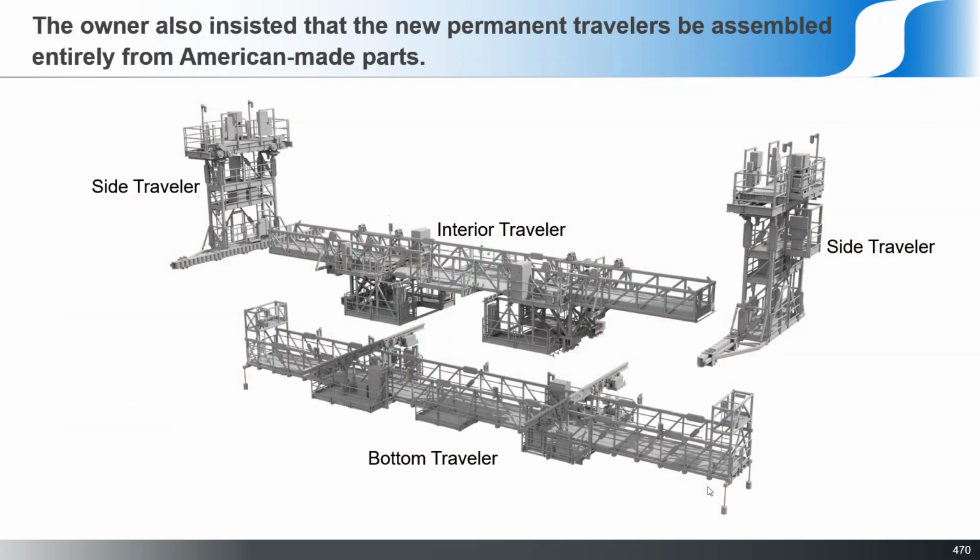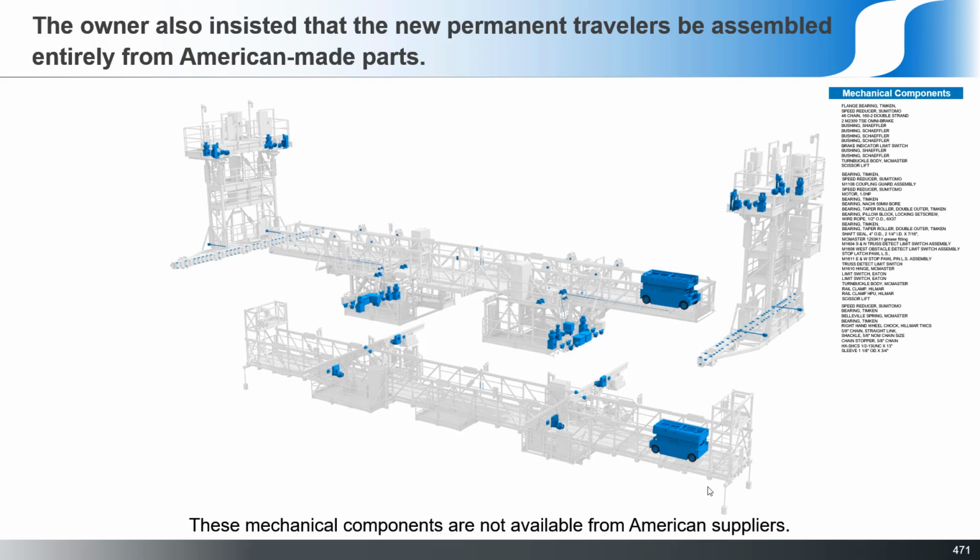And then the final delay causer was this issue about building these new travelers. These are the new ones that are going to go in place, that are going to live there for years now and become the maintenance travelers. All four of these had to be made, according to the owner, from American-made parts. But due to some of the mechanical specifications and size problems, these couldn't be had from American manufacturers. So they were broken into two categories, the mechanical and the electrical.